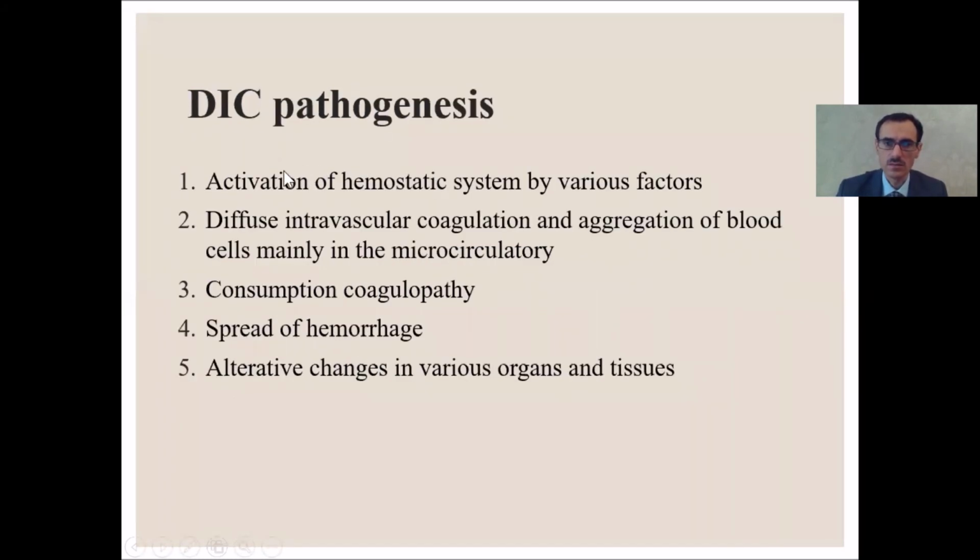So the pathogenesis. First, the hemostatic system is activated by various factors. For example, as we said, tissue thromboplastin enters from the fetus to the mother's body. So it results in diffuse intravascular coagulation and aggregation of blood cells, mainly in the microcirculatory system. Then coagulopathy develops, then spread of the hemorrhage, and active change in various organs and tissues.